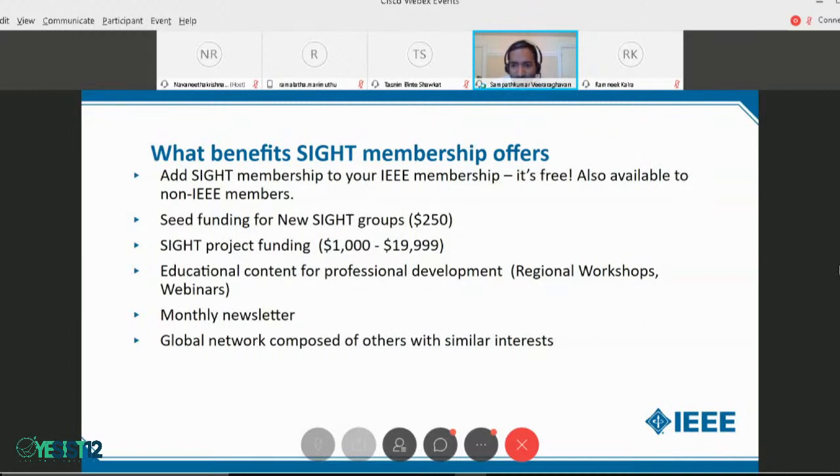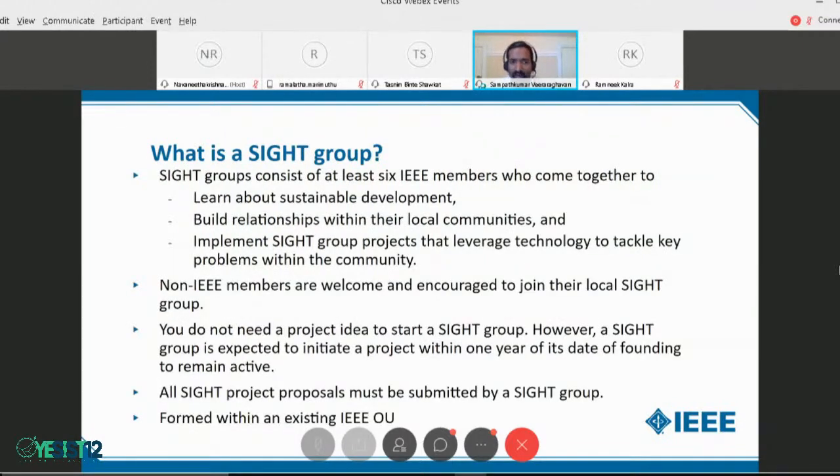In a nutshell, all these things come for free, I would say. The only thing we expect from you is a passion to leverage technology to work with the community and address their needs, which I think aligns pretty well with the Maker Faire conference itself. So with that said, I'm not going to get into the details here, but just for you to understand, once you have six IEEE members, you can constitute your SIGHT group.